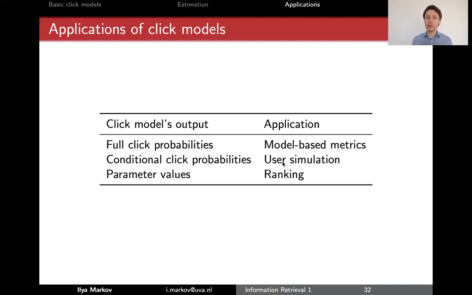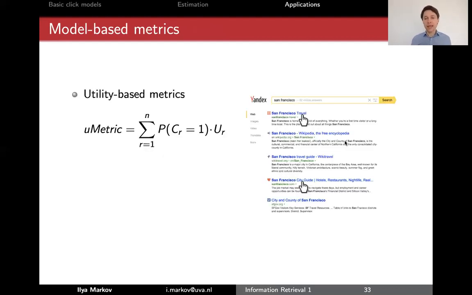And I would like to focus on the first one, on model-based metrics, and just to revisit what you already saw together with Evangelos, just to connect click models to evaluation, actually to offline evaluation. And there are two, let's say, general types of metrics. Utility-based metrics. It's how much utility, the expected utility you get after examining n results.